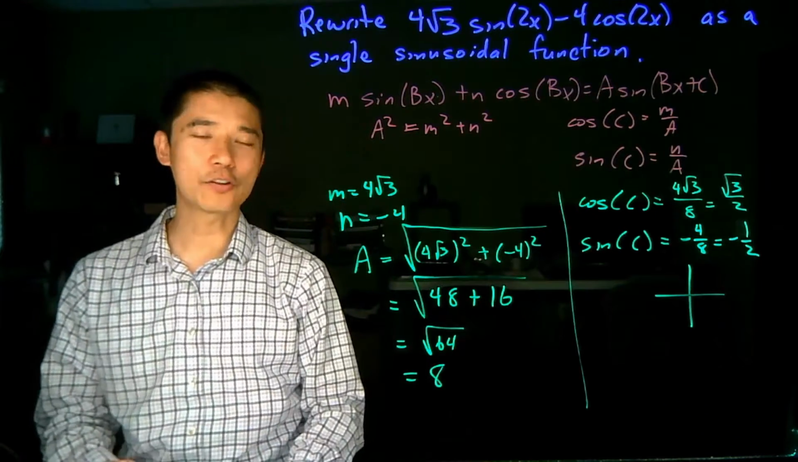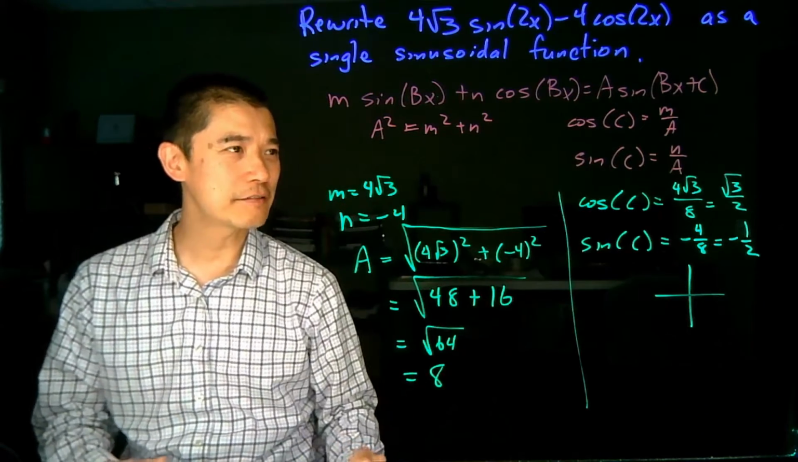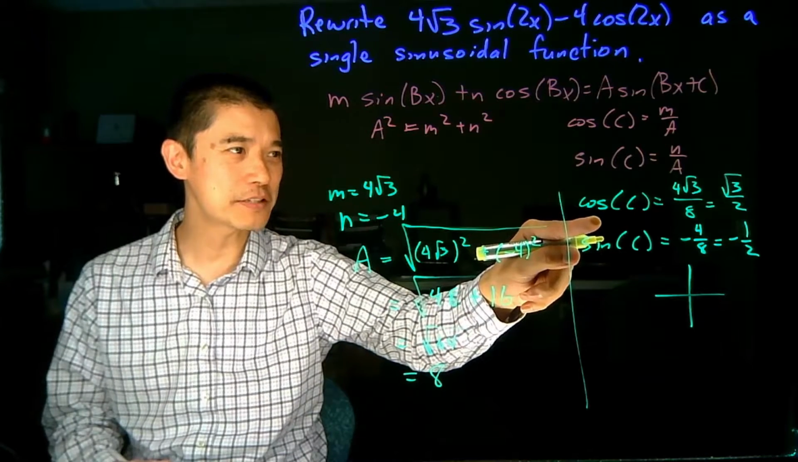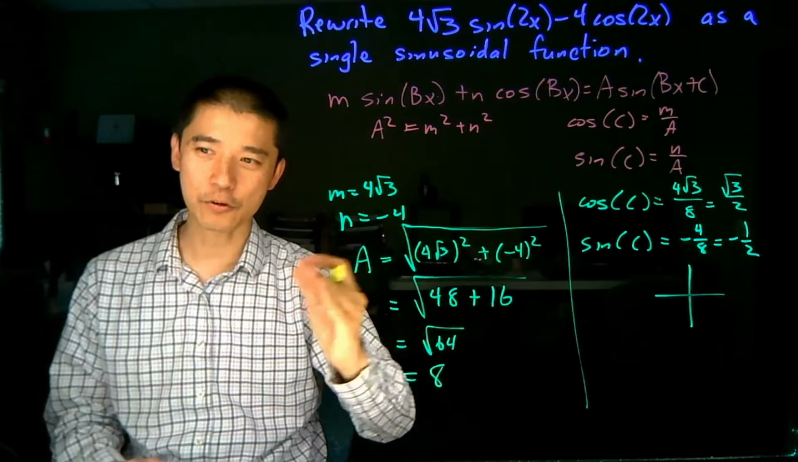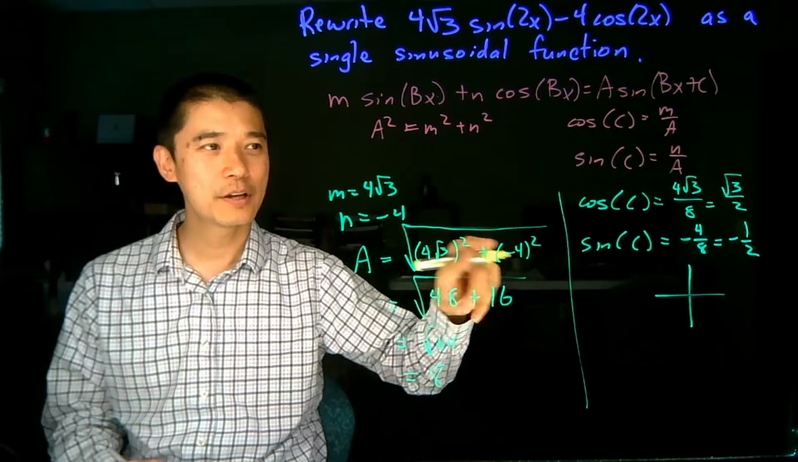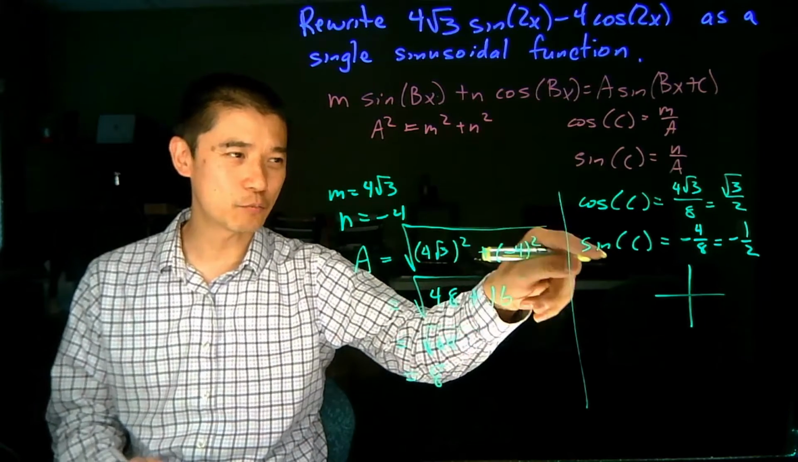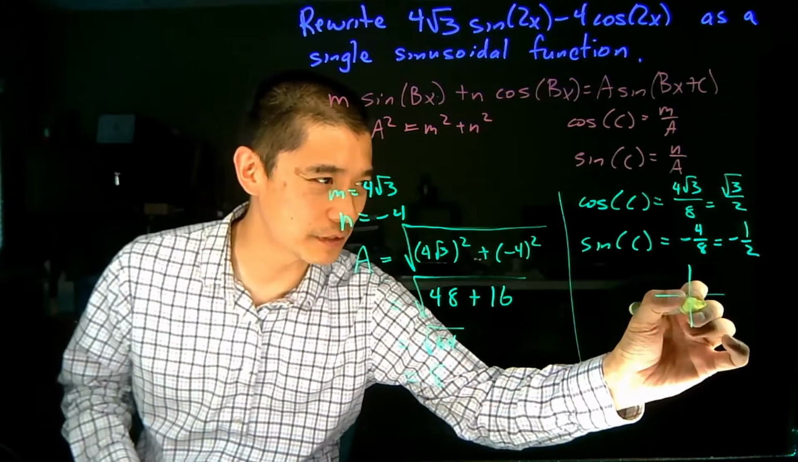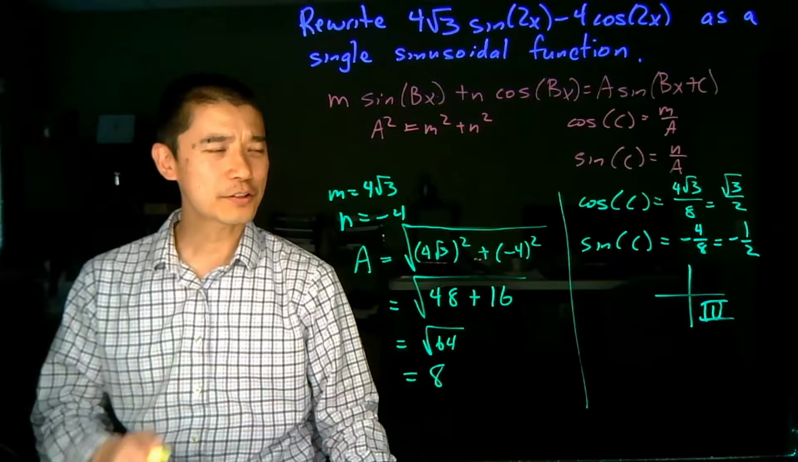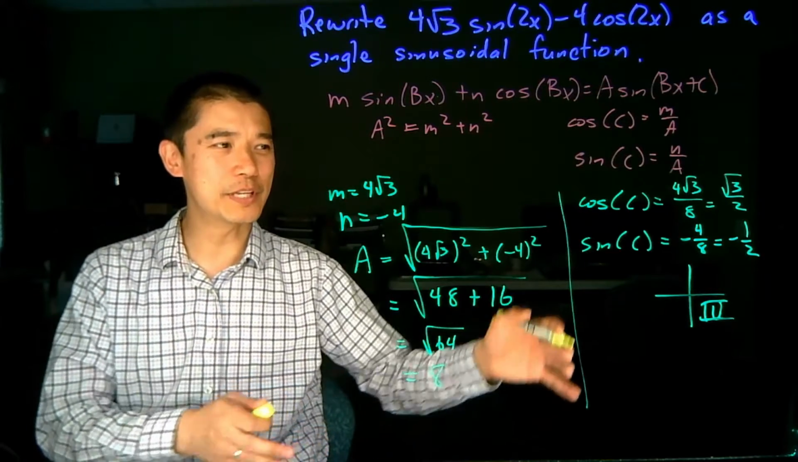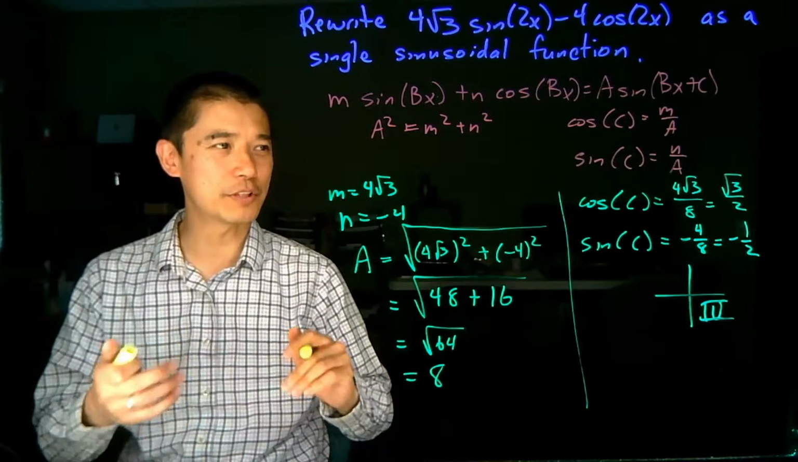First thing to look at are the quadrants. In this case, the cosine term is positive and the sine term is negative. The cosine term corresponds to the x-coordinate, so the x-coordinate is positive. The sine term corresponds to the y-coordinate, and the y-coordinate is negative, which means you're down here in quadrant 4. This is going to help us because we can get the reference angle, and then knowing what quadrant it is tells us what the actual value is.